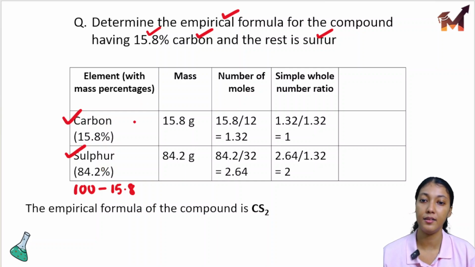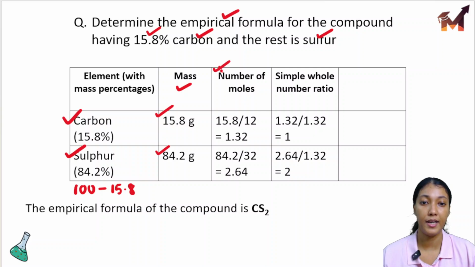हमारा पहला स्टेप क्या था? परसेंटेज से मास में कन्वर्ट करने का. So the mass, मैंने बताया था कि जो वैल्यू होगा परसेंटेज का वही वैल्यू मास का भी होगा, because we are considering 100 grams of compound. This is a very important point. You will always have to consider 100 gram of compound. So the mass is 15.8 and 84.2 for carbon and sulfur respectively.